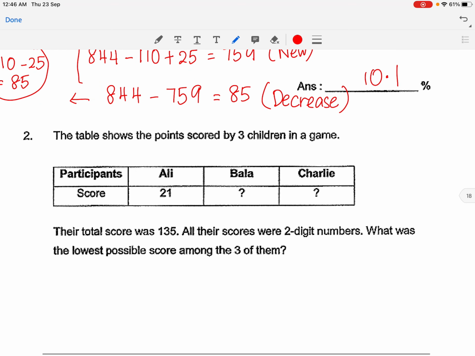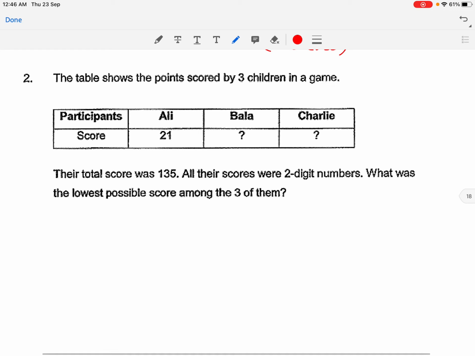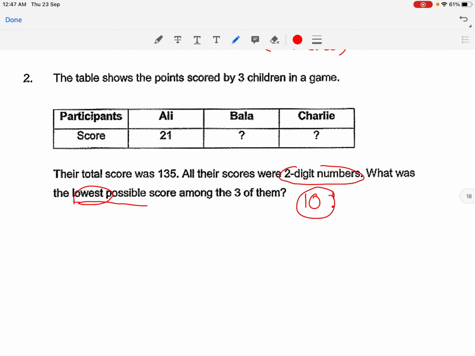Question 2. The table shows the points scored by 3 children in a game. Their total score is 135. All their scores were 2-digit numbers. What was the lowest possible score among the 3 of them? Now, maybe when you see key information like 2-digit, lowest possible score, you thought that, hey, this question is actually quite easy. The lowest possible score must be 10, because 10 is the lowest 2-digit number.